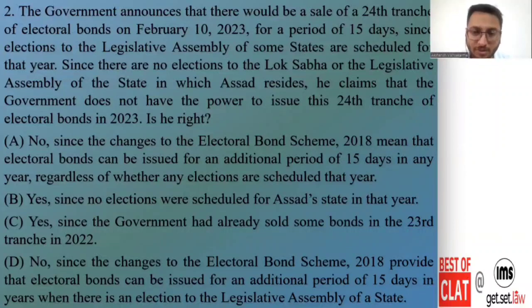Because the paragraph clearly says that a government can issue bond for 15 days in any election year, whether the election is in the legislative assembly of a state or of the union parliament. Here, it is clearly provided that there is an election for the legislative assembly of a state, which is definitely given in our passage. So option D would be the right answer. So now we would move on to our next question.